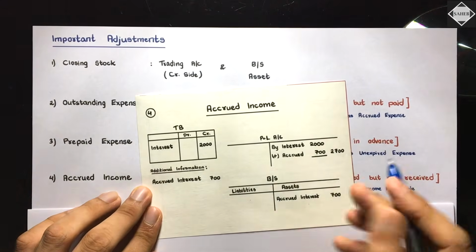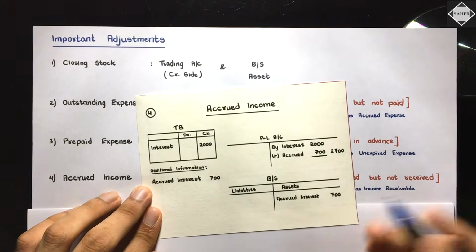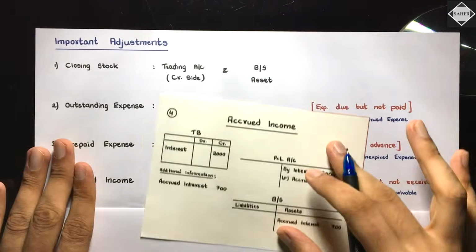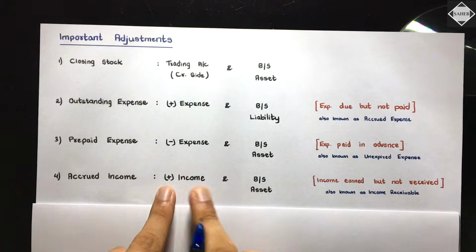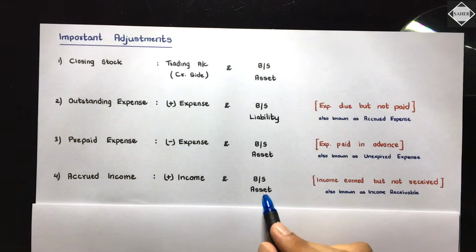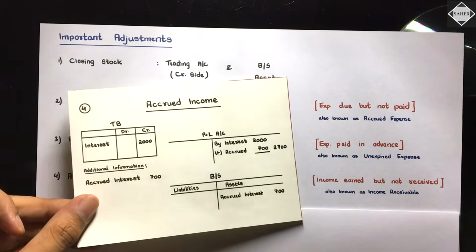Then in the balance sheet, that 700 will be recognized as accrued interest 700. As a current asset you will take it. It is accrued income. Is that clear? Understood? So this is how it will happen. So see here, what did we do? We increased the income, and we recognized an asset in the balance sheet. Is it clear? Simple and straightforward.